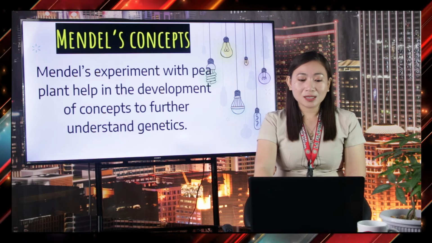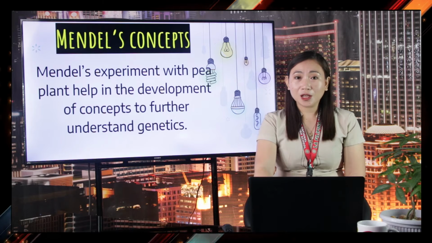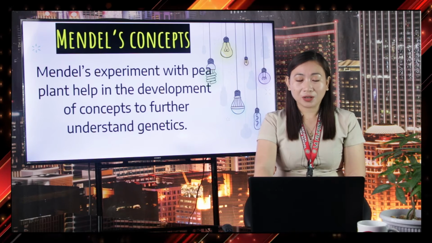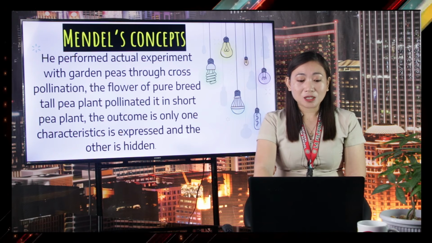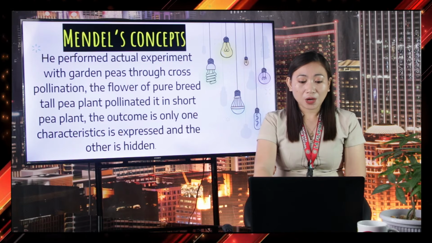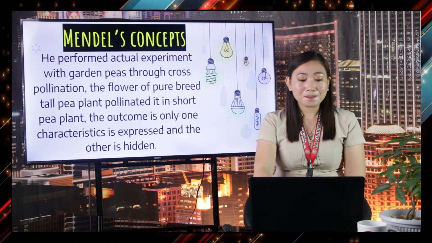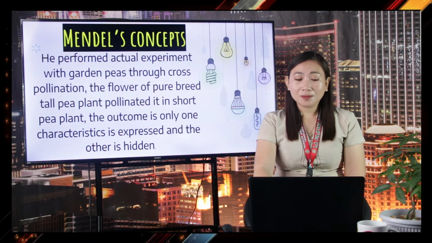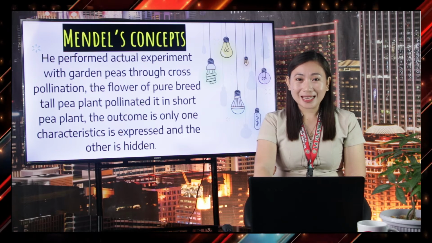Now, in Mendel's concept, Mendel's experiment with pea plant helped in the development of concepts to further understand genetics. He performed an actual experiment with garden peas through cross-pollination. The flower of a purebred tall pea plant was pollinated with a short pea plant. The outcome is only one characteristic is expressed and the other one is hidden.